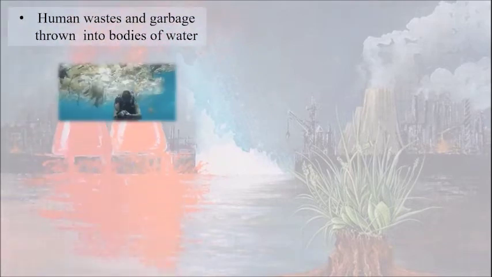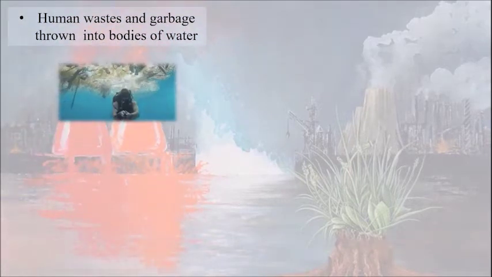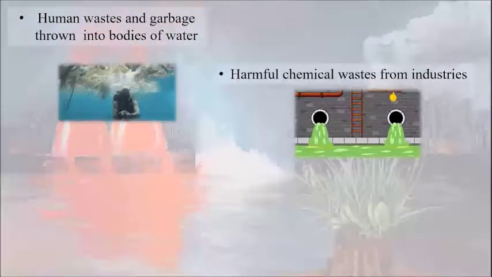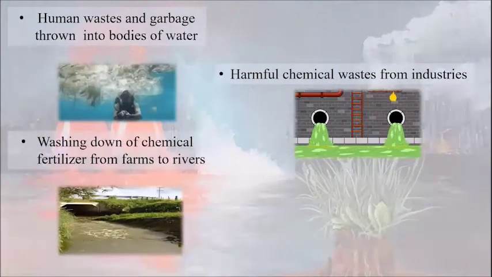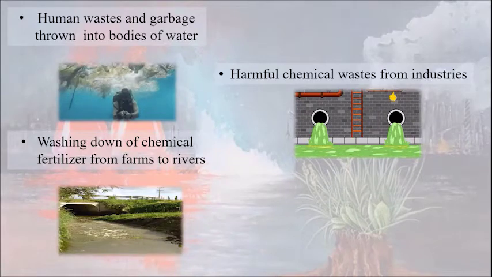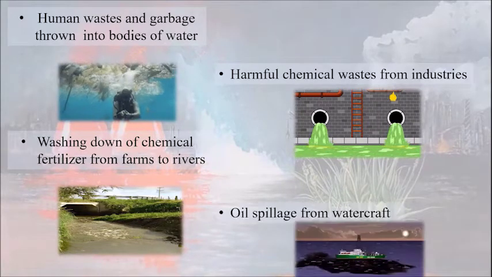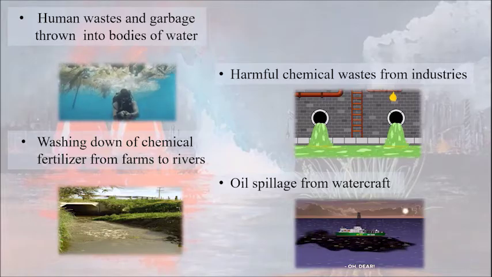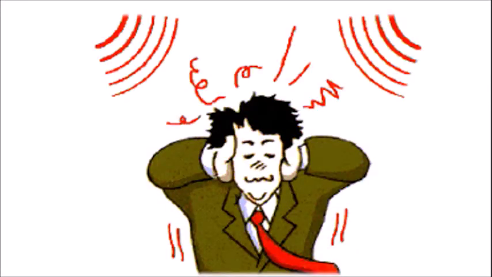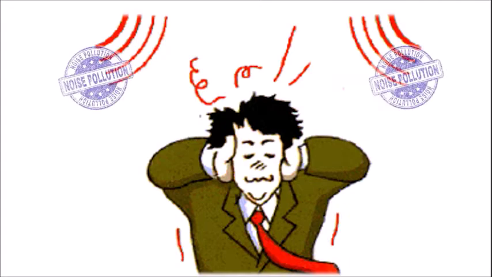First, human waste and garbage thrown into bodies of water. Harmful chemical waste from industries. Washing down of chemical fertilizer from farms to rivers. And oil spillage from watercraft. The next kind of pollution in our list: noise pollution.